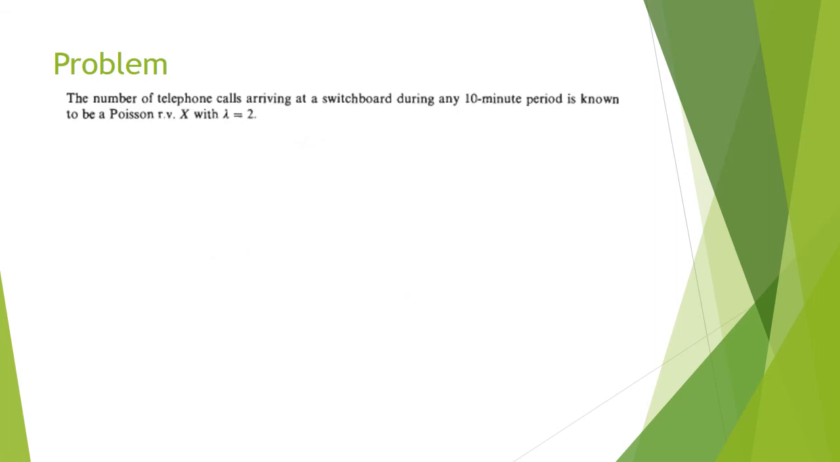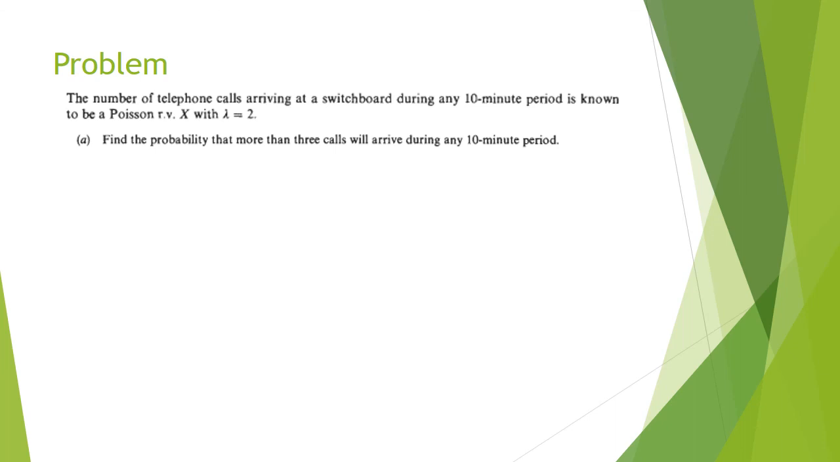See a problem: the number of telephone calls arriving at a switchboard during any 10-minute period is known to be a Poisson random variable with lambda equal to 2. As we discussed, it will be used when you have waiting periods like this. So find the probability that more than 3 calls will arrive during any 10-minute period.